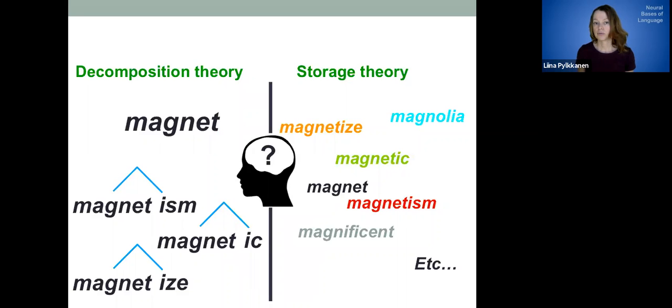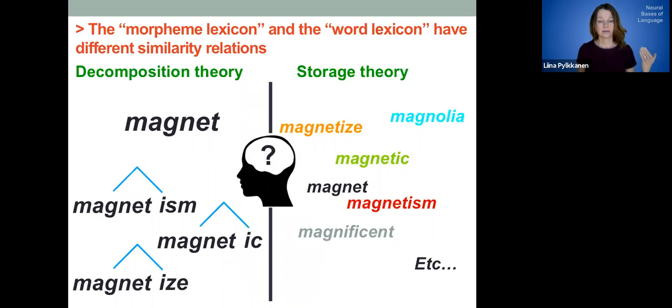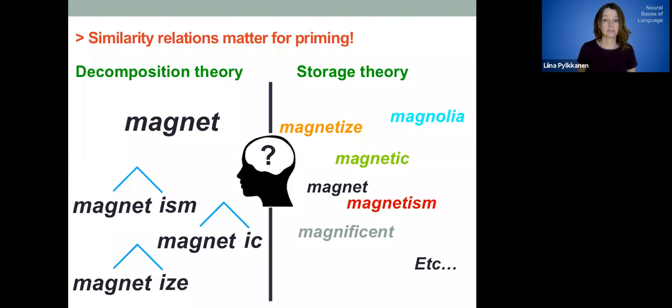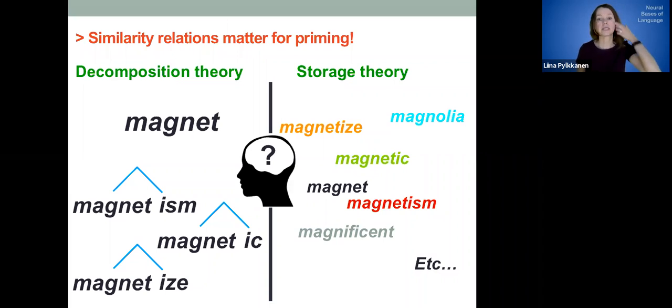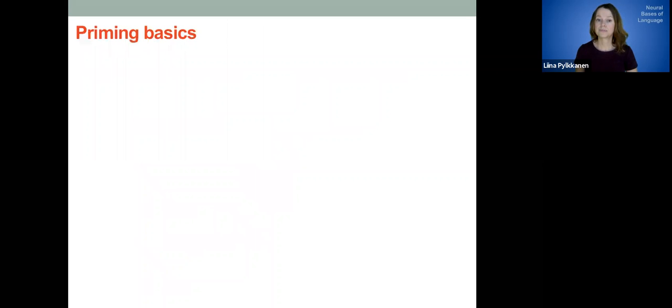So remember our two theories. We have the decomposition theory and the storage theory. The decomposition theory basically implements a morpheme lexicon, and the storage theory implements a word lexicon. The two lexicons have different similarity relations, and similarity matters for priming. So the nature of these similarity relations makes different predictions about what types of priming effects we might observe.